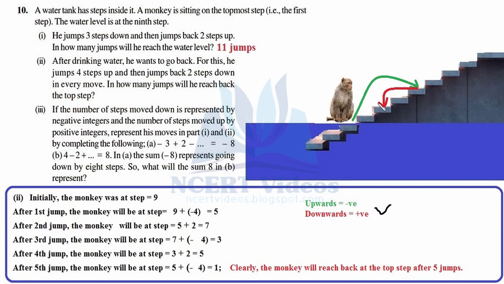Now the third jump. He was at 7 and he makes 4 to it. And upward is taken negative, so he'll be at 3. After the 4th jump, 3 plus 2, again doing the same thing, he'll be at 3. Now, the important thing is the 5th jump. When he jumps upwards, he'll be at the 1st. You don't even have to jump backward now because he already reached this position after making a 4 step jump. So clearly the monkey will reach back at the top after 5 jumps. So that was the required answer.